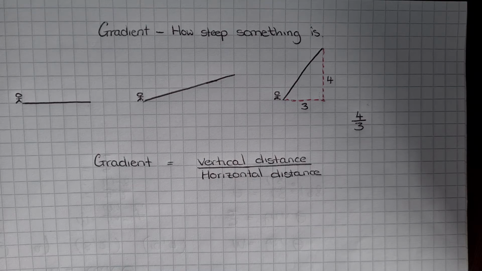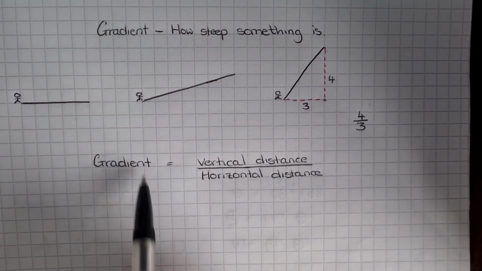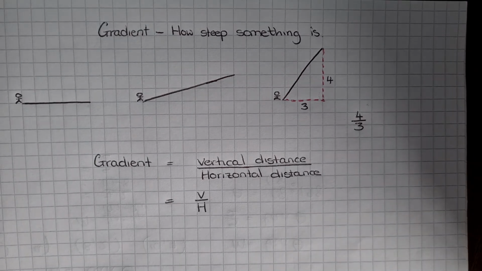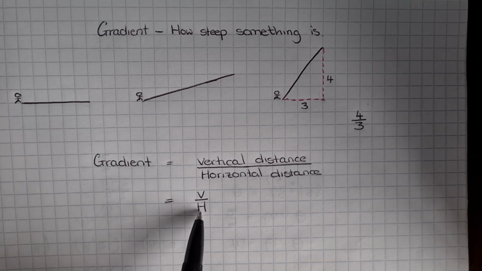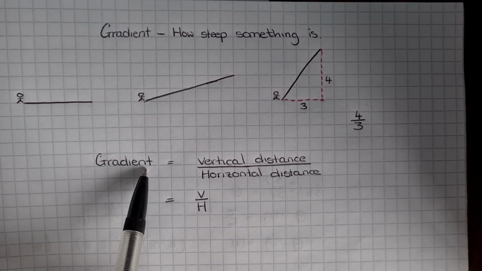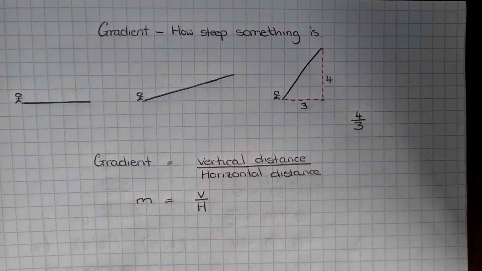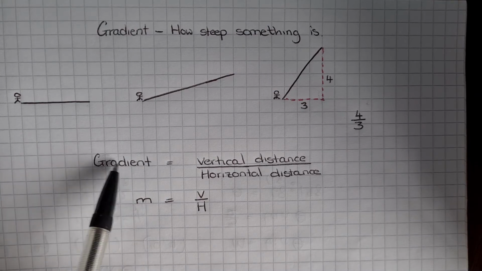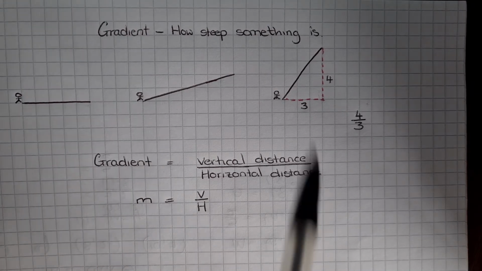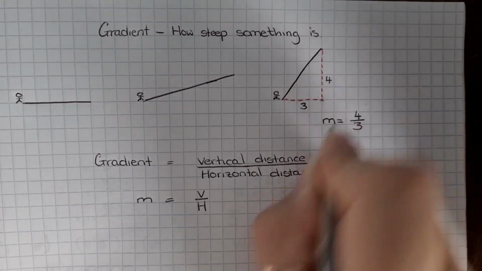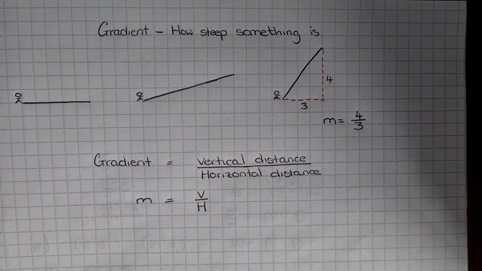And that's it. Now, instead of writing out vertical distance and horizontal distance each time, we can just write v over h. And instead of writing the word gradient, we write the letter m. So in maths, m means gradient. So for this example up here, we would write m equals 4 over 3.